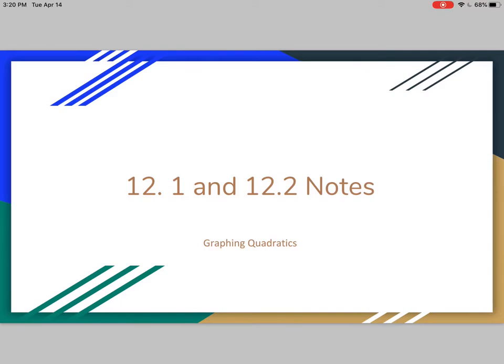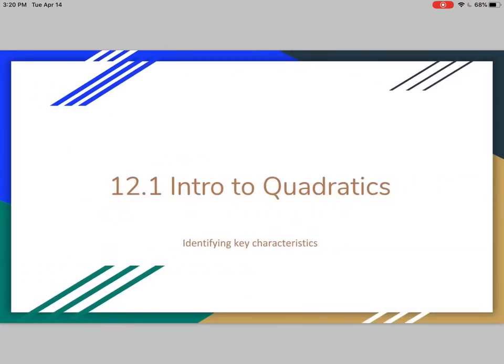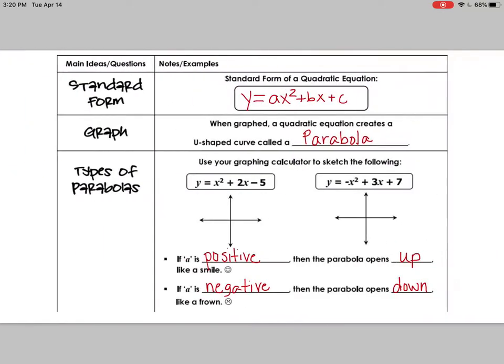12.1 is just the intro. We're going to identify key characteristics, and we're going to do a little bit of solving for the first part. At 15 minutes, the video will cut me off, so I will pause it, and then I will start a second video that you will need to watch at the end. All right, so Intro to Quadratics, Part 1.